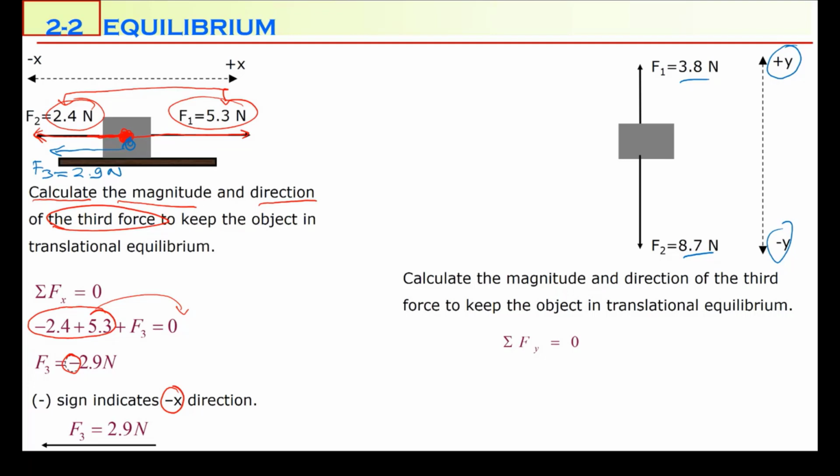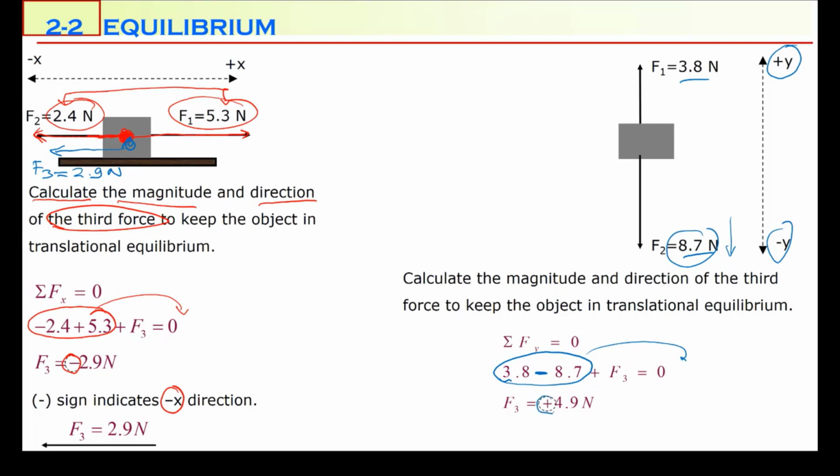So which one is in positive y direction? 3.8. So you are going to write 3.8 as positive, but 8.7 in which direction? It is in negative y direction. You are going to write 8.7 into the equation as negative. 3.8 minus 8.7 plus, what about F3? I don't know, I will find it. Plus F3 is equal to 0. If you go, this result is negative. You take it to the other side, it will be positive. So the result will be F3, positive 4.9 Newton.